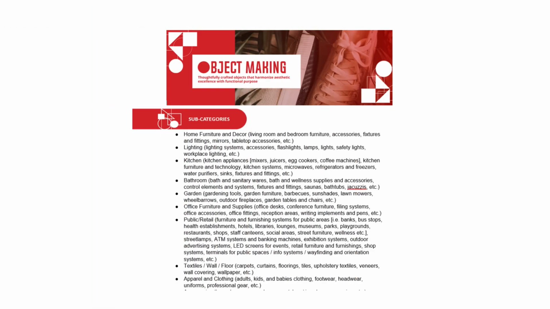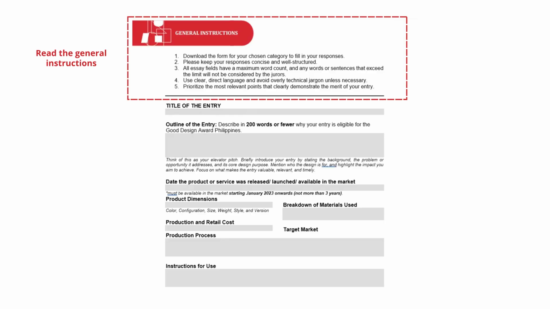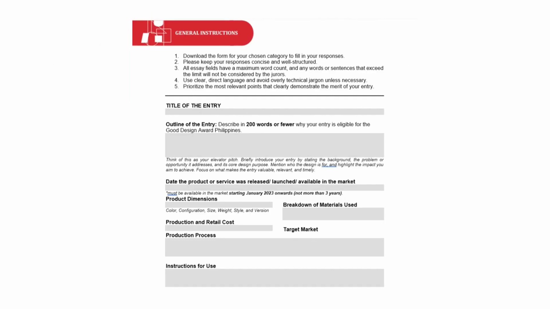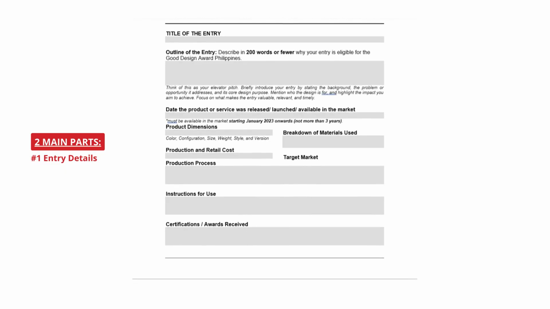On the first few pages, you'll find the subcategory and the requirements checklist for your respective category. Read the general instructions carefully before filling out your form. The entry form has two main parts. First, the entry details, where you'll provide technical information.